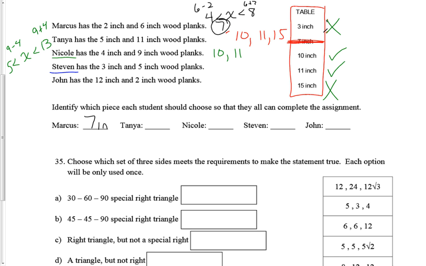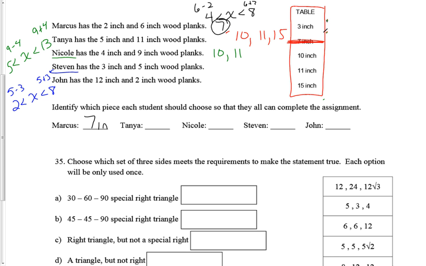Stephen's are 3 and 5. So for his inequality, we have 5 minus 3. So x has to be bigger than 2, and 5 plus 3, which is 8, and it must be smaller than 8. So we come back to the table, and we can identify which pieces are an option for Stephen.